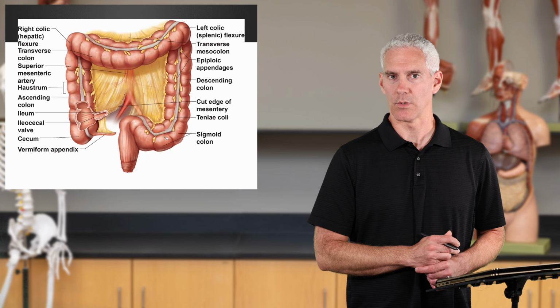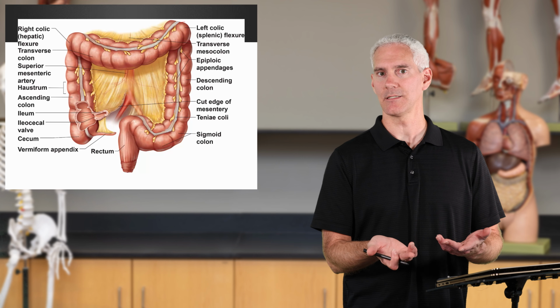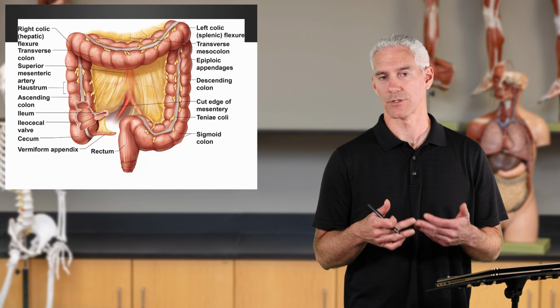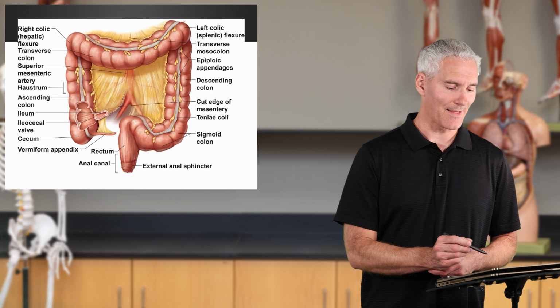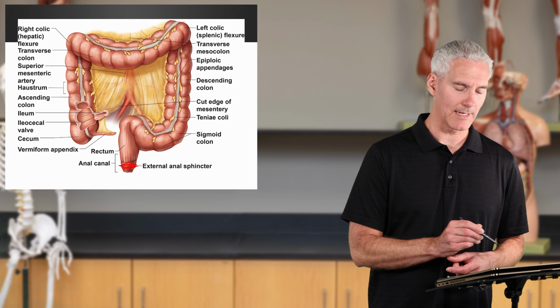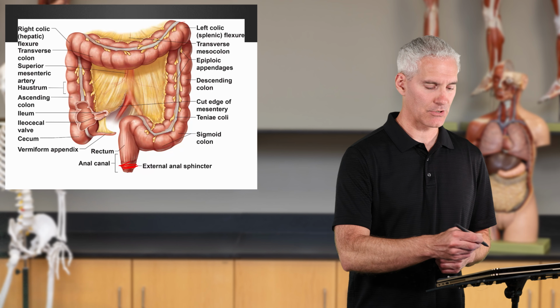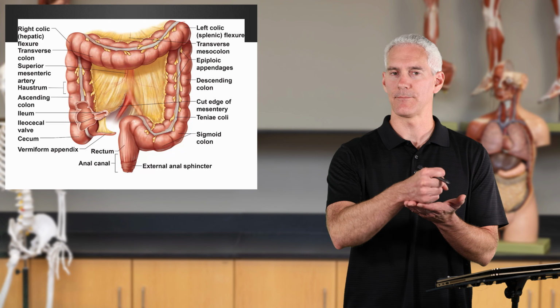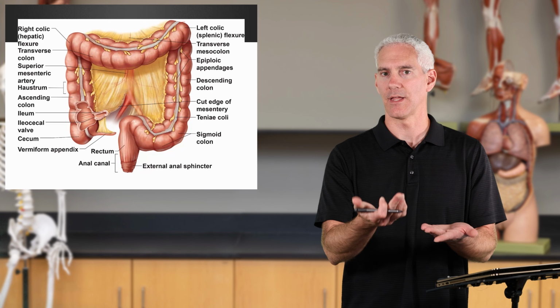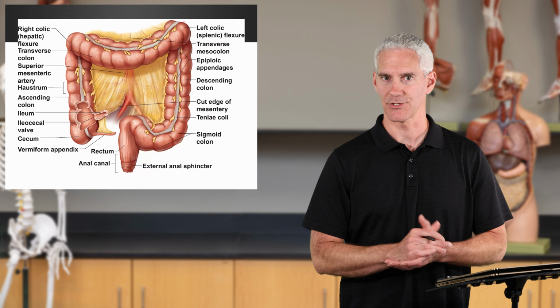From the sigmoid colon, we're going to head down into the rectum, storing our waste before it's removed, and then the anal canal. You can see on the outside these rings going around. Those are the external anal sphincter. So it's basically controlling that opening, keeping it closed unless you're trying to go through defecation.